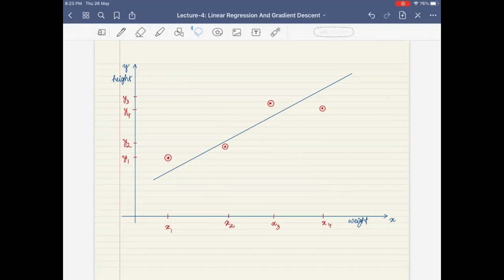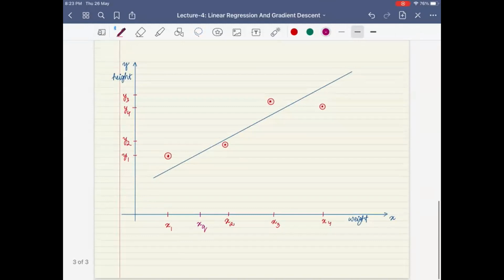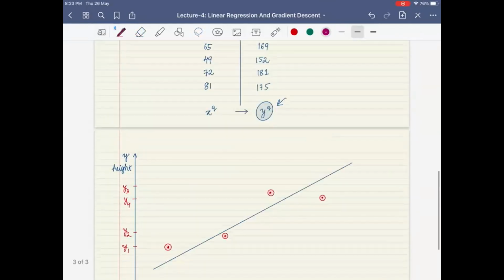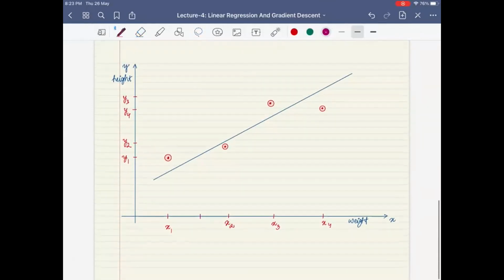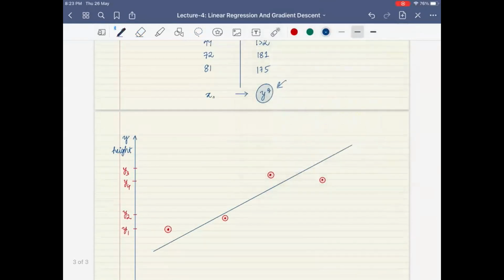But now suppose somebody gave me this blue line, this good blue line, which passes almost through all the points, or is the best fit through the points. This is the best you can do with a line. Then what do I do if somebody gives me an xq? Somebody gives you some xq, and you need to find the corresponding yq.